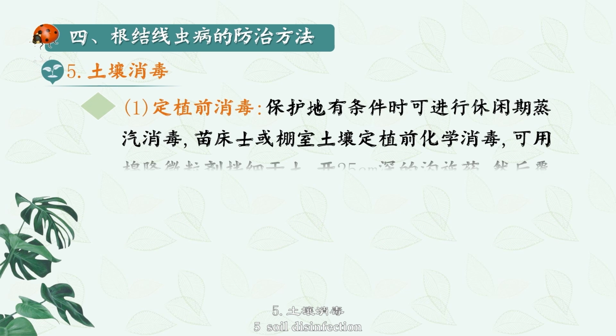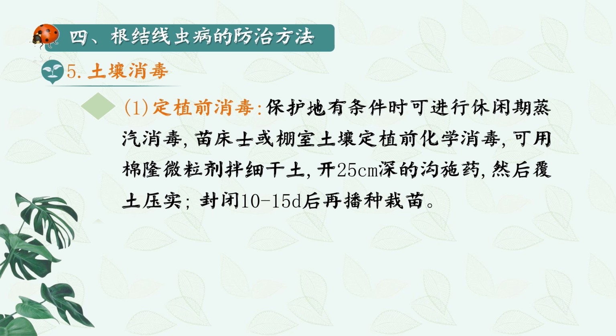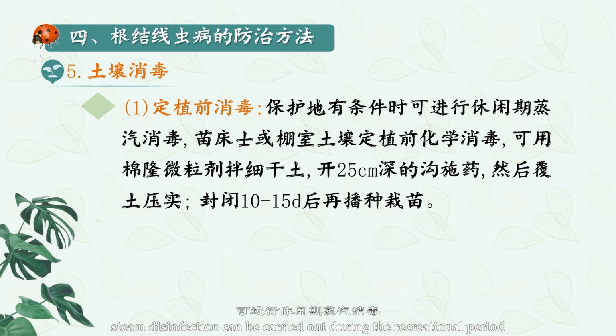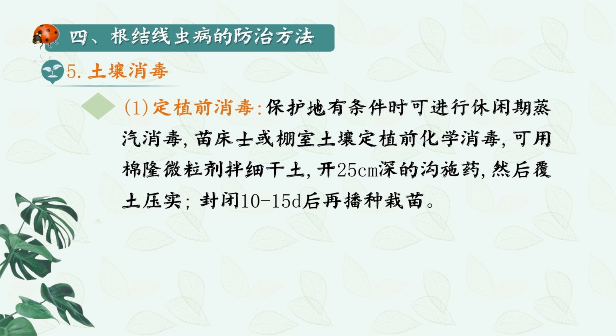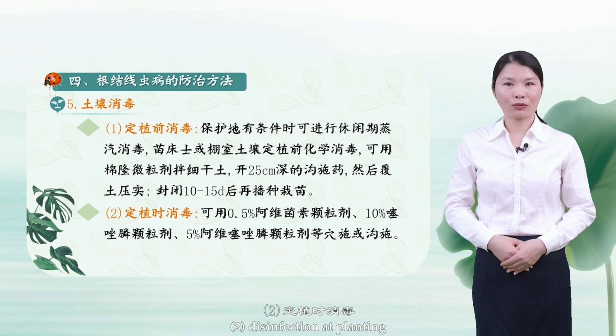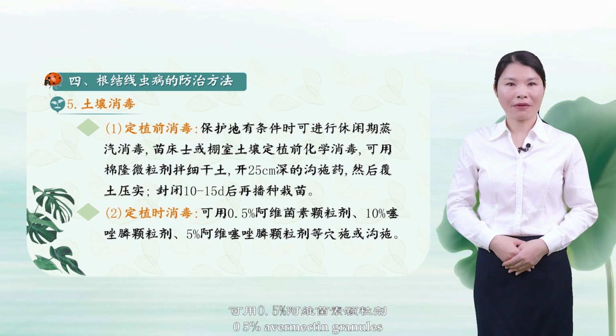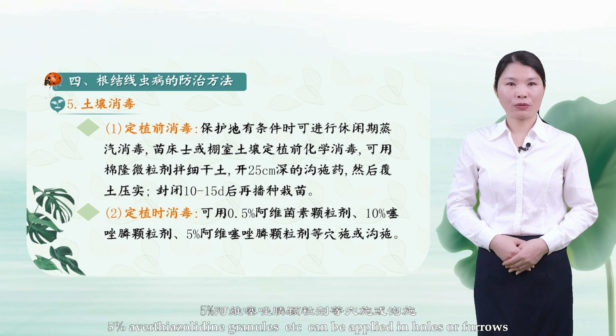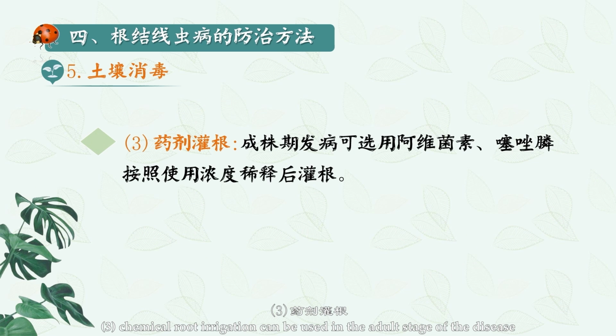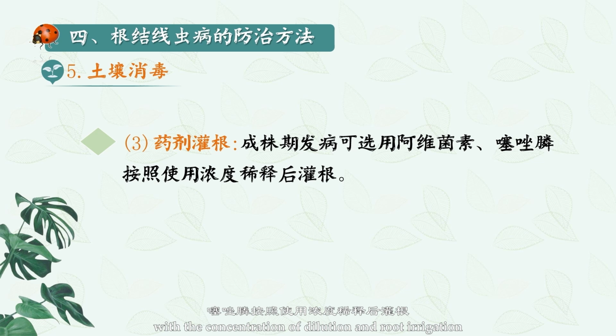5. Soil disinfection. 1. Before planting, steam disinfection can be carried out during the fallow period on seedbed soil or shed soil, or chemical disinfection before planting. 2. Disinfection at planting. 5% avermectin granules, 10% thiazolidine granules, 5% avermectin-thiazolidine granules, etc., can be applied in holes or furrows. 3. Chemical root irrigation can be used in the adult stage of the disease. Avermectin and thiazophos methyl can be used, diluted to the specified concentration, for root irrigation.